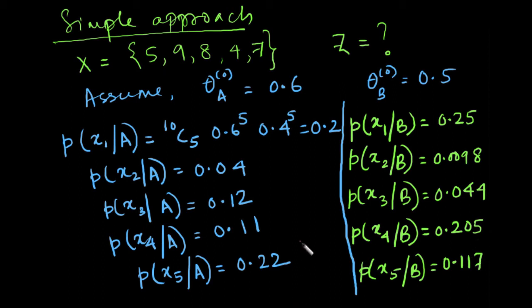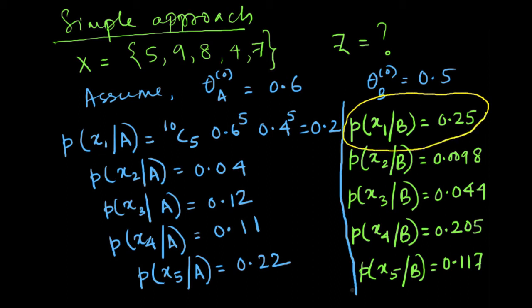We started by assuming some value for the theta A and theta B, and then using that we computed the probabilities of the 5 outcomes, assuming that A was chosen and then assuming that B was chosen. Now what do we do? Now look at this. So here P of x1 given A is 0.2 and P of x1 given B is 0.25. So what this means is that this outcome x1 is more likely to have happened because coin B was chosen. So here we discard x1 slash A and we choose x1 slash B.